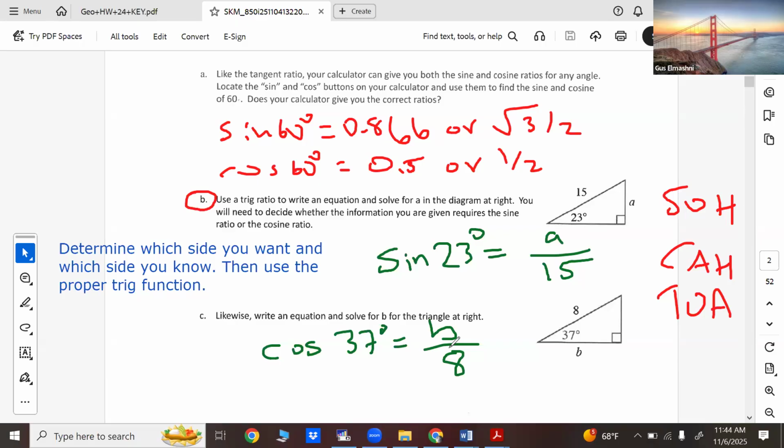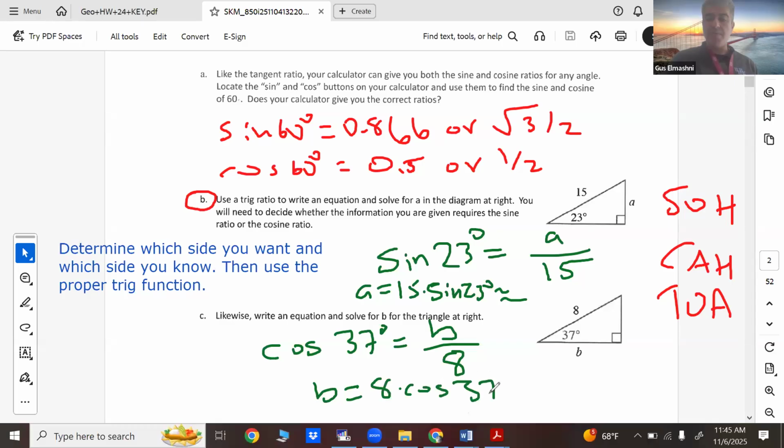So then do I just plug that into my calculator? Yes, correct. You just let the calculator do the dirty work. So A would equal 15 times sine 23 degrees. We'll see what that tells us. It'll be an approximation. B will equal 8 times cosine 37 degrees. We'll see what that tells us. And let me get my calculator here.